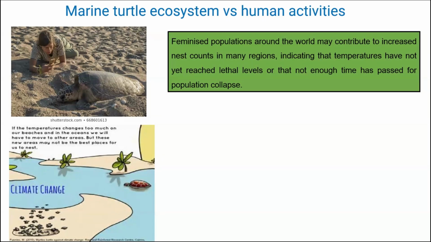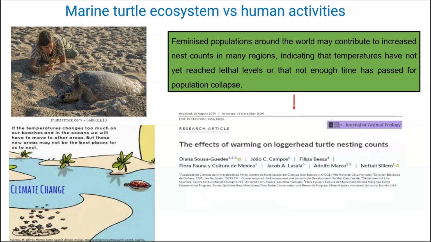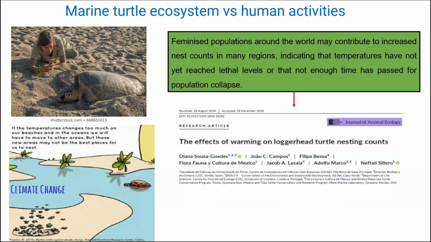There is another bright side of the medal. For instance, in these recent papers, the effect of warming on loggerhead turtle nesting counts. This group of authors have found that feminized populations around the world may contribute to increased nest counts in many regions, indicating that temperatures have not yet reached lethal levels or that not enough time has passed for population collapse.